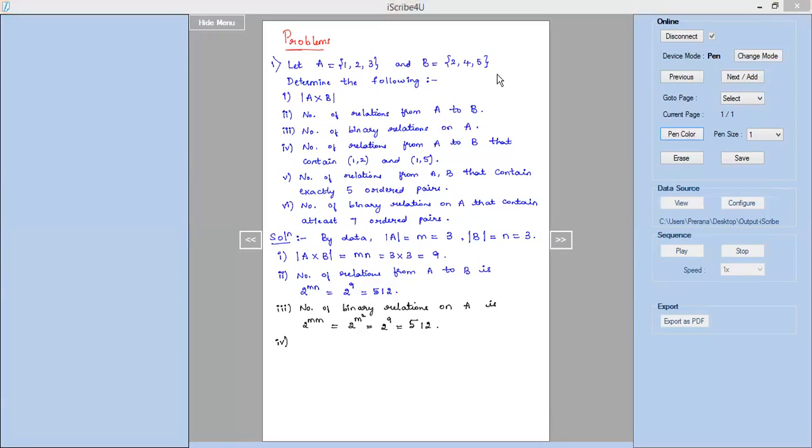Now, in the fourth sub-case, we have to find the number of relations from A to B that contain these two ordered pairs, (1, 2) and (1, 5). So let us assume R1 equal to those ordered pairs given, that is (1, 2) and (1, 5). Every relation from A to B containing these elements is of the form R1 union R2, where R2 is a subset of R1 complement in A cross B. So we are trying to find all such relations, which gives us the number of subsets of R1 complement. We'll write that down first and try to understand later.